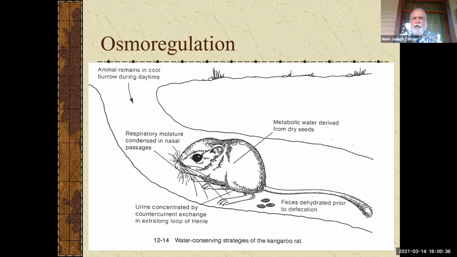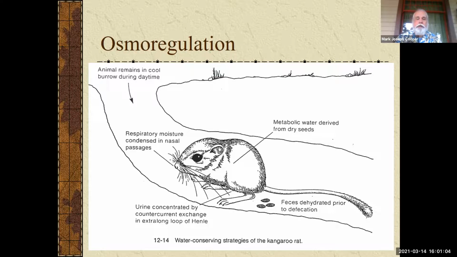It turns out they don't drink water. And here's the key. They don't have to drink water. They can go their whole lives. They can get all their water from dry seeds. It's metabolic water. They will drink, don't get me wrong. You put them in captivity and you offer them water, they will take it, but they don't really need it.